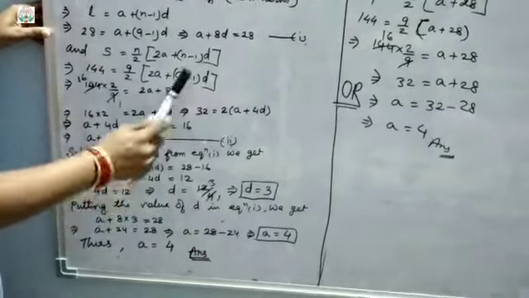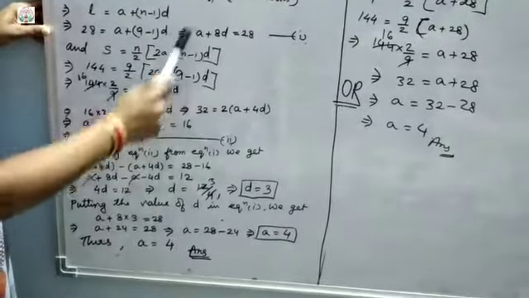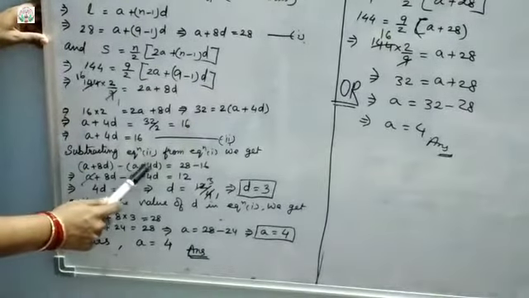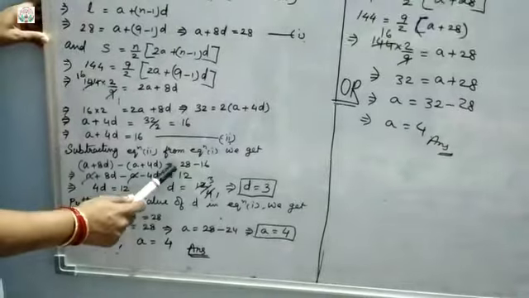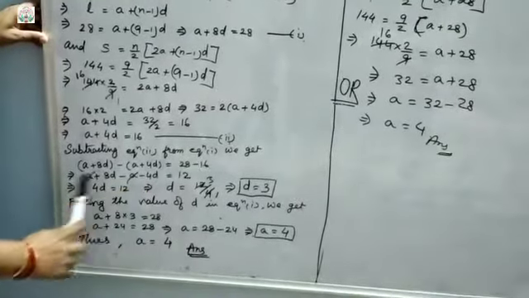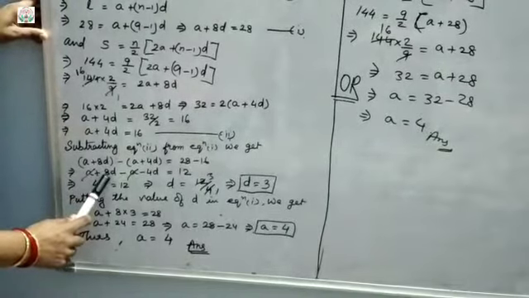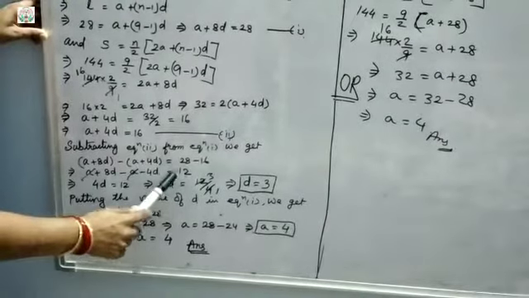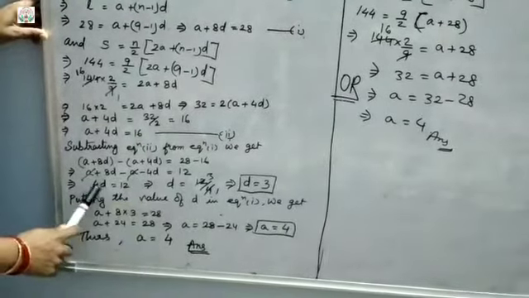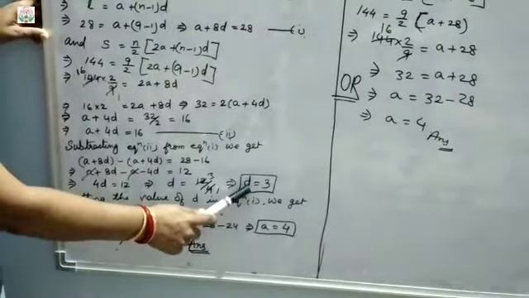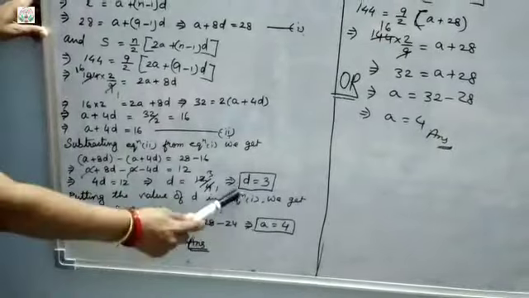So now subtracting equation 2 from equation 1, we get a plus 8d minus a plus 4d equals 28 minus 16. On simplification, what will you get? a will get cancelled. So 8d minus 4d equals 12. So now 4d equals 12. So d will be equal to how much? 3. On dividing, we will get 3. So d value we got is 3.